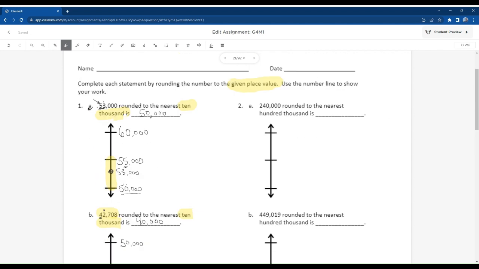Let's go ahead and take a look at 2A, and this time we're changing which place value we're rounding to. 2A says 240,000 rounded to the nearest 100,000. So we need to adjust our thinking just a little bit to round to the nearest 100,000 rather than 10,000. So I need to identify which digit in 240,000 is in the 100,000s place. So we have our ones, tens, hundreds, thousands, 10,000s, and it's this 2 here. That's in my 100,000s. So this amount of 100,000s will be my low number, which is going to be 200,000.